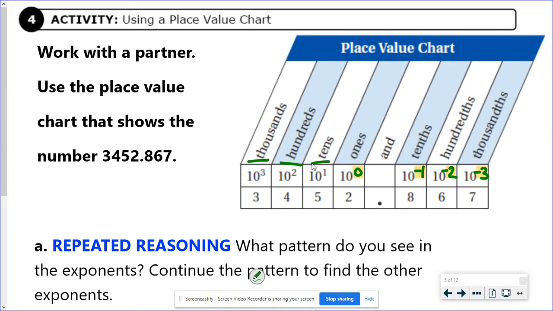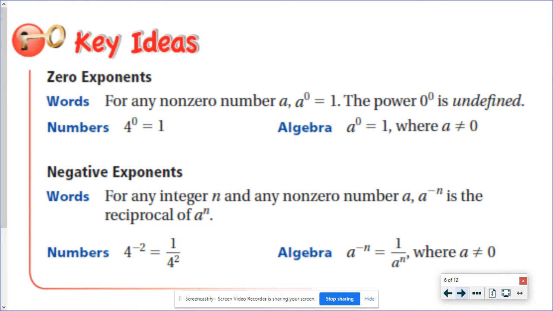Now, I want you to notice like the thousands place is 10 to the third, thousandths is 10 to the -3rd. When we talk about decimals, it's really also related to fractions, which we're going to be using when we're doing this. Okay, so that pattern is going to be important. Here is like the actual rule.